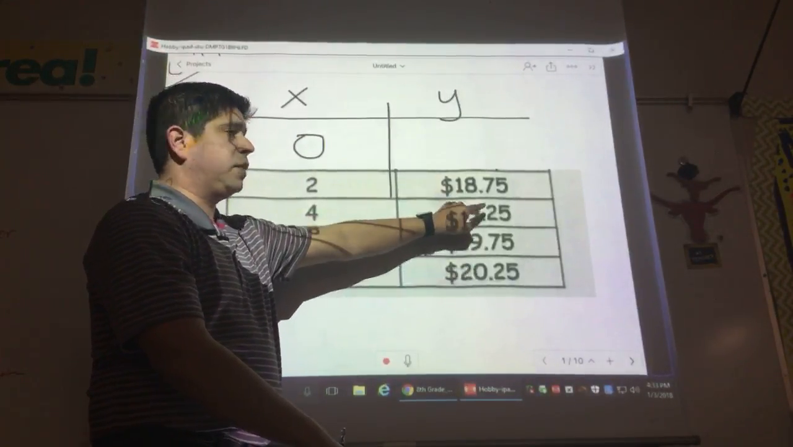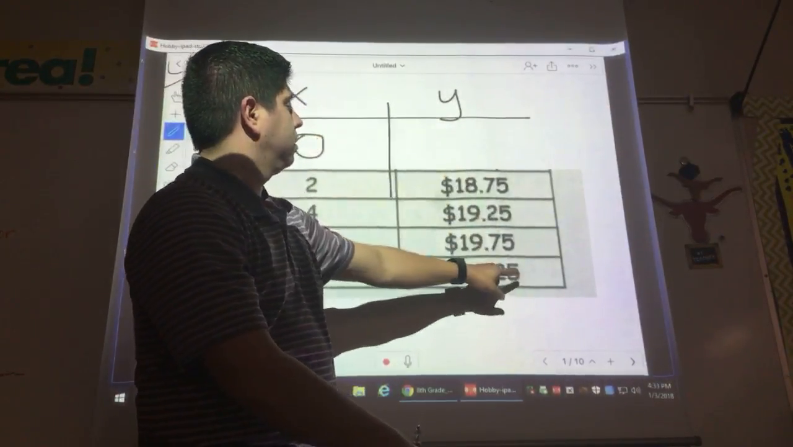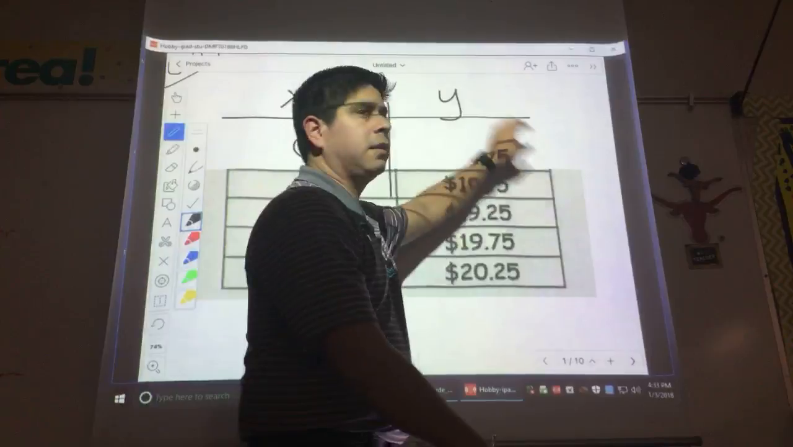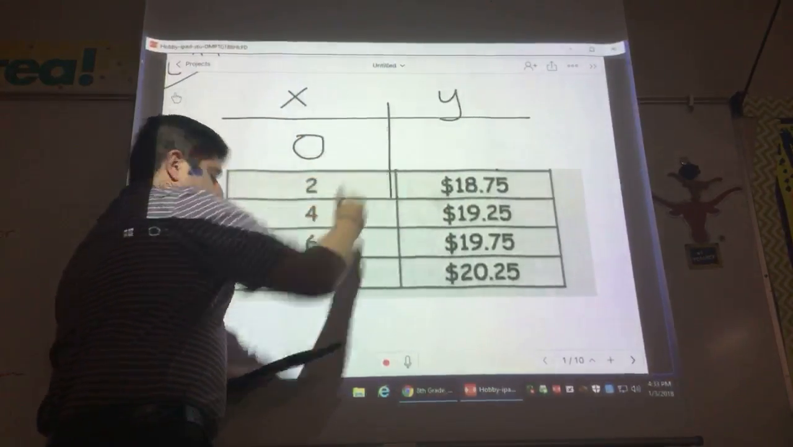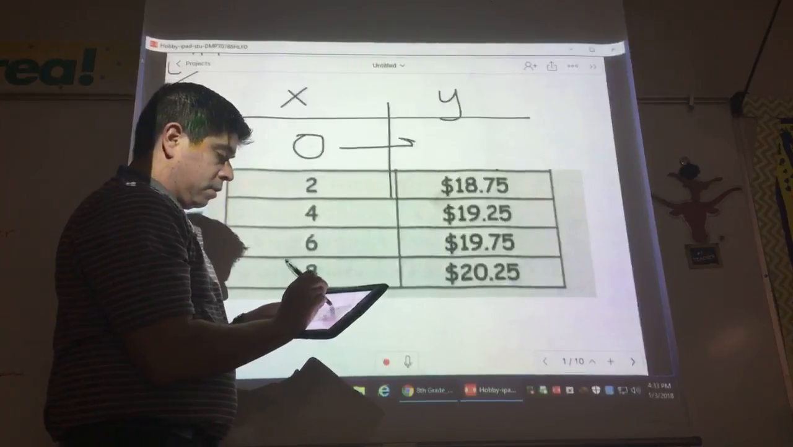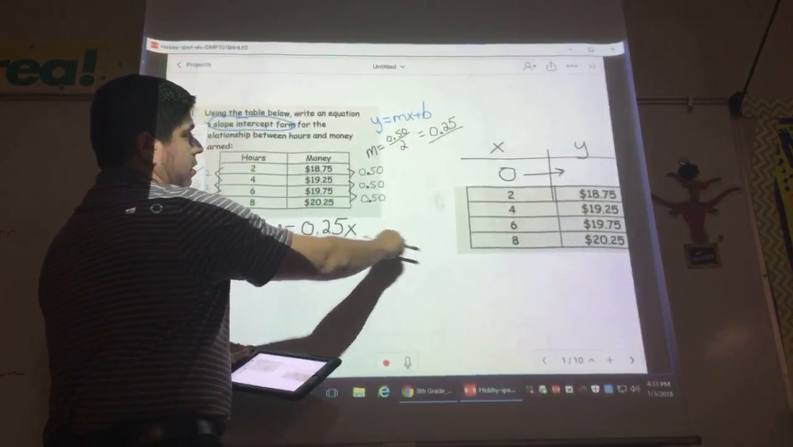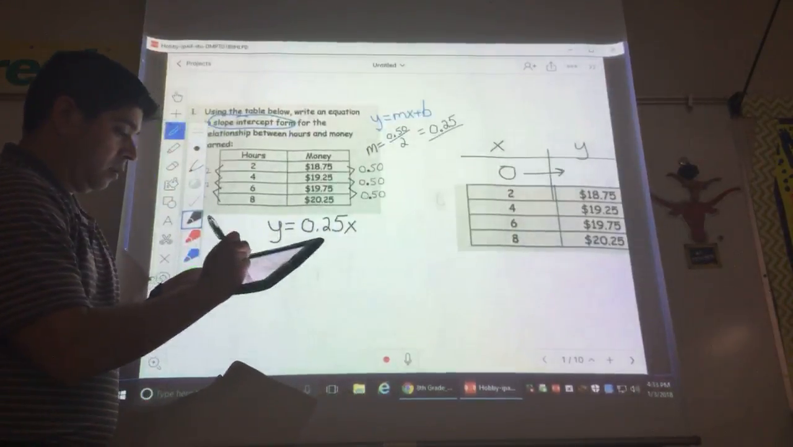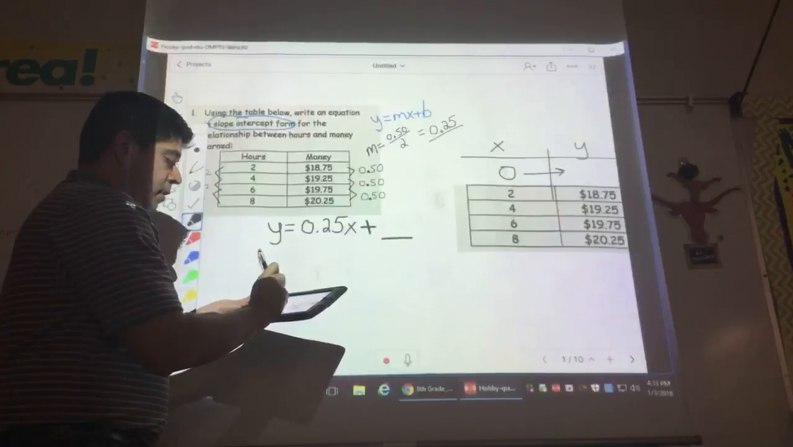Remember, this is going down. If we're going up like this, we're going backwards 50 cents. Okay, 50 cents, 50 cents, 50 cents. So just go backwards another 50 cents. You'll get your y-intercept, which is right here. Whatever you get there is what's going to be extended onto here. I'll just tell you it's going to be a plus something. All right, plus something there.